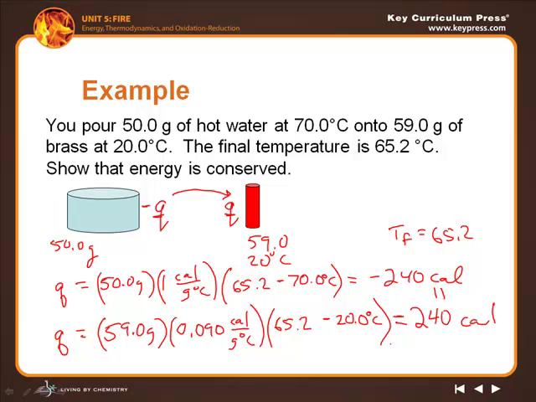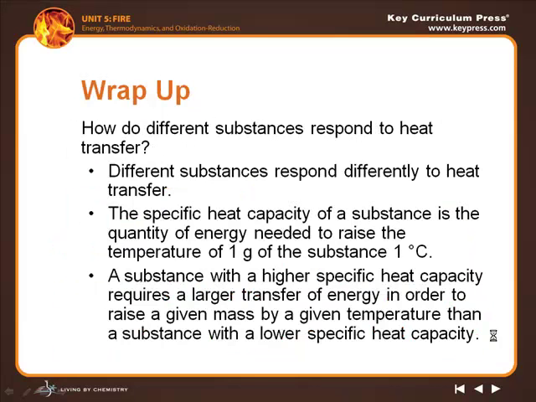Now, what's different about the two numbers? They're both 240 calories, but what's the only difference you notice? One's negative and one's positive. The negative just means where the energy is transferring. Negative means it's losing heat, positive means it's gaining heat. Sometimes people even say if something's losing heat, it's exothermic. So the water experiences an exothermic process and the brass is experiencing an endothermic process, which makes sense because all the energy is being transferred. So this showed that the energy is conserved in this example.